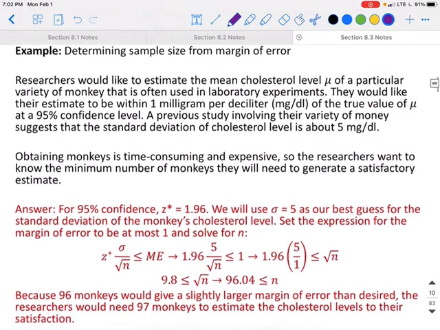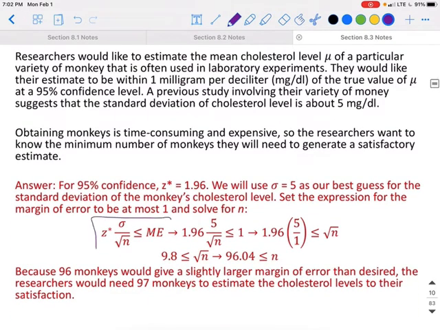So we know that our formula is Z star times the standard deviation over the square root of n is less than or equal to the margin of error. Since we're doing a 95% confidence interval, our Z star value is still 1.96. And they tell you in a previous study that they assume that the standard deviation is 5. So we can go ahead and use that previous information in this problem. And we're going to divide that by the square root of n, and we want our margin of error to be less than or equal to 1 milligram per deciliter.